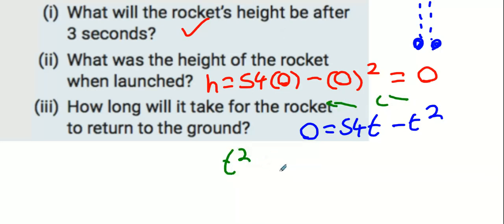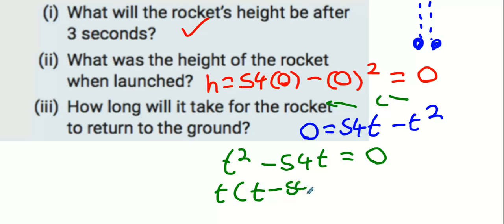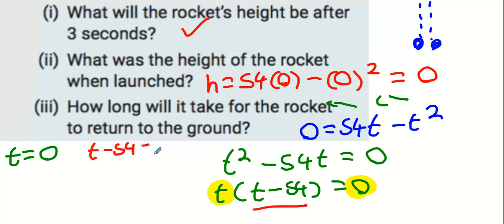T squared minus 54t equals 0. Then what? What can I take out of it? What's left over? Okay. There's two answers. We knew one of them already. Your rocket starts at 0. Its height is 0 when the time is 0. What about the other answer? What's the other answer? T minus 54 equals 0. And then what's the answer? T equals 54. You okay with that?